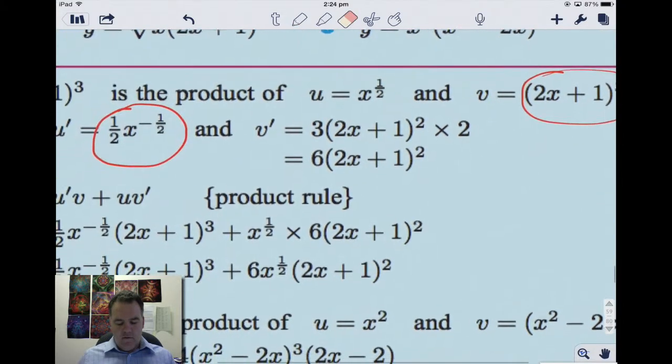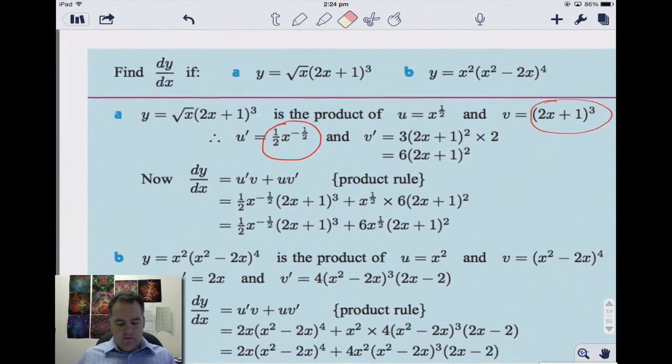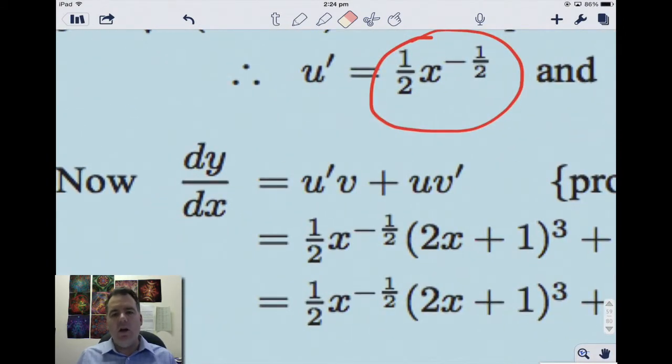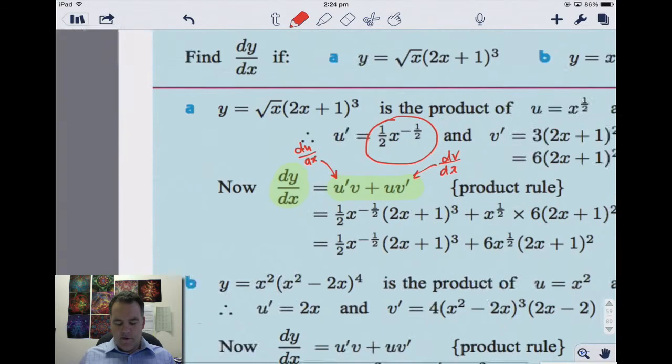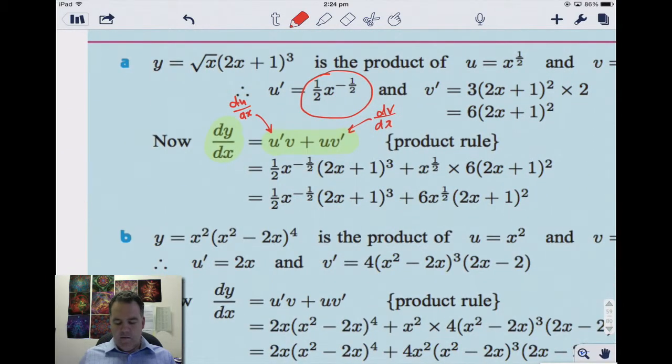Okay, putting those together. Now notice they've got a little bit of shorthand, and this is the one that I like using as well. The derivative, dy dx, is u dash v plus v dash u, or u v dash. Okay, that's just a little simplification. So really the formal way of writing u dash would be du dx. And v dash here is actually dv dx. Okay? Putting it all together gives you that final answer there.